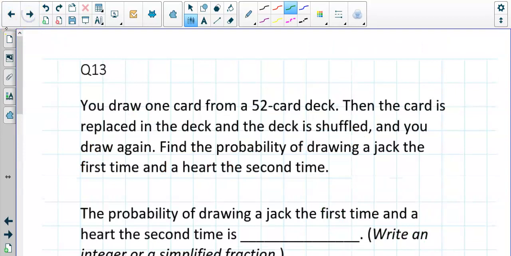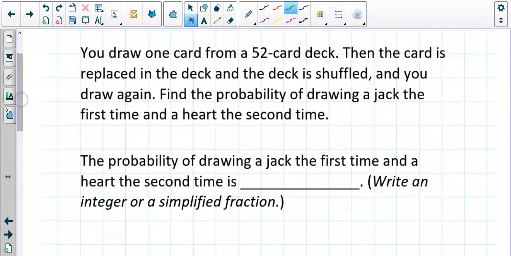All right. Number 13, you draw one card from a 52-card deck. The card is replaced in the deck, and the deck is shuffled. And then you draw again. Find the probability of drawing a jack the first time and a heart the second. So this is one of those and probabilities, okay? And it's kind of a lot like OR, where you have to think about it in two different situations. You got to know which situation you have.